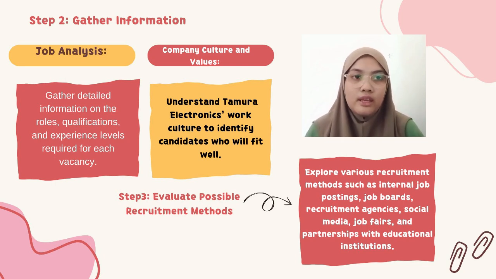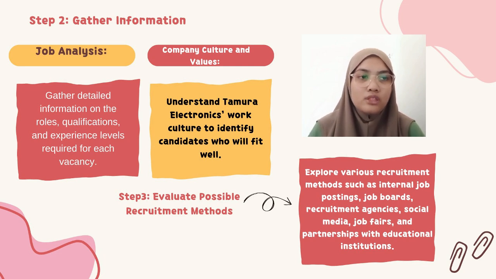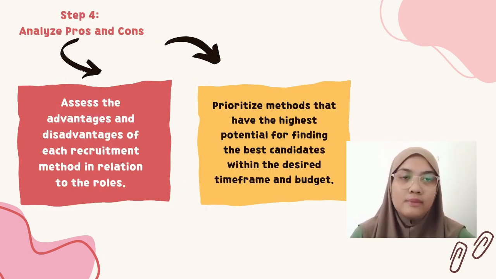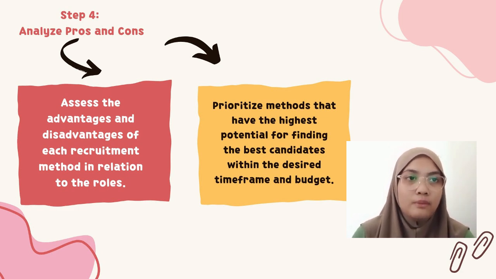Step 3 is evaluate possible recruitment methods. The explanation is explore various recruitment methods such as internal job posting, job boards, recruitment agencies, social media, job fairs, and partnership with educational institutions. Step 4 is analyze pros and cons. First, assess the advantages and disadvantages of each recruitment method in relation to the roles. Second, prioritize methods that have the highest potential for finding the best candidates within the desired time frame and budget.